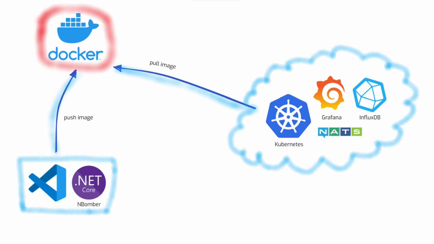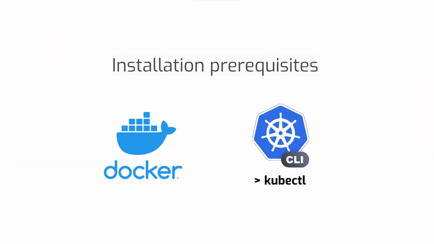Also, we need to deploy a private Docker registry to be able to publish Docker images and pull them inside Kubernetes. In order to start working with Kubernetes, we need to install the default prerequisites. It is Docker and kubectl. If you don't have them installed, the easiest way will be to download and install Docker Desktop.